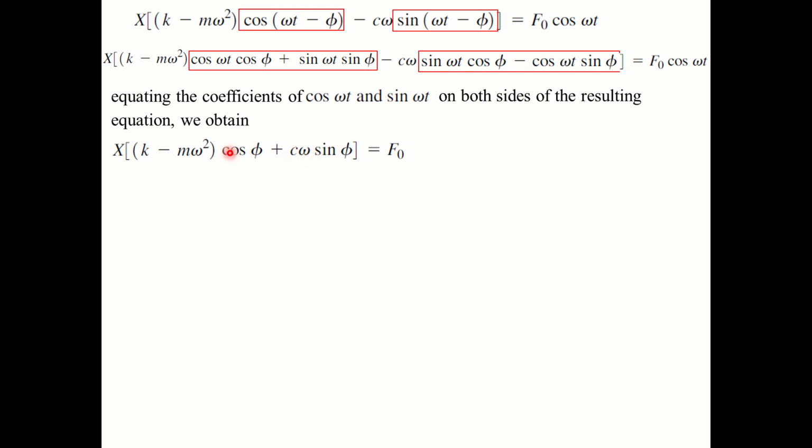Take a pen and paper and write it. This term you write separately: (k minus m omega square) cos pi, so cos omega t is taken outside. Here, plus c omega sin pi, with cos omega t taken outside. Here cos omega t is there, here cos omega t, here cos omega t, both will get cancelled. So I have written it in a simplified form.